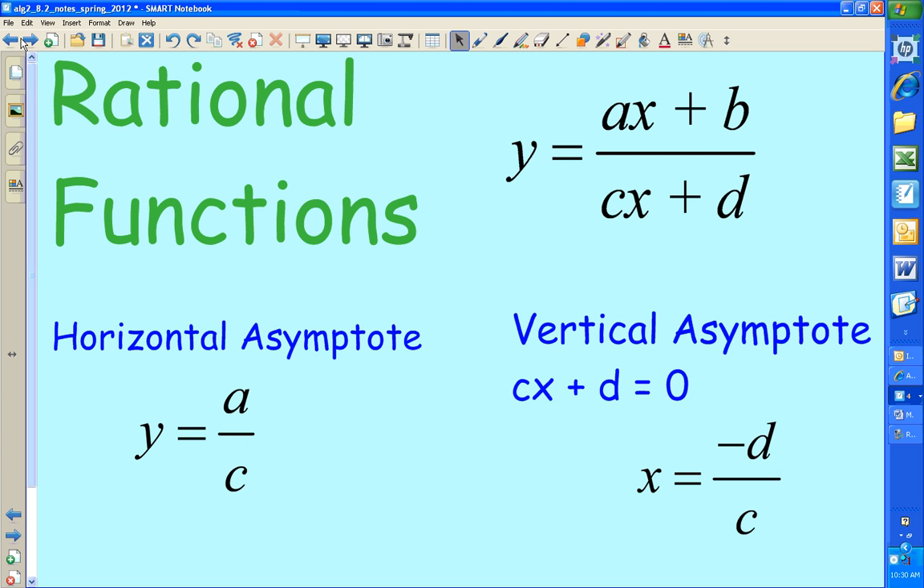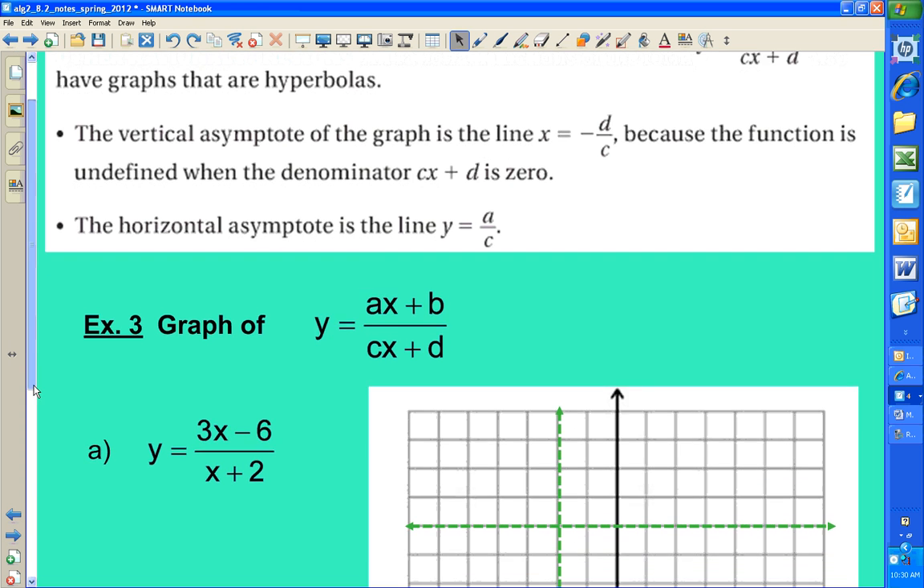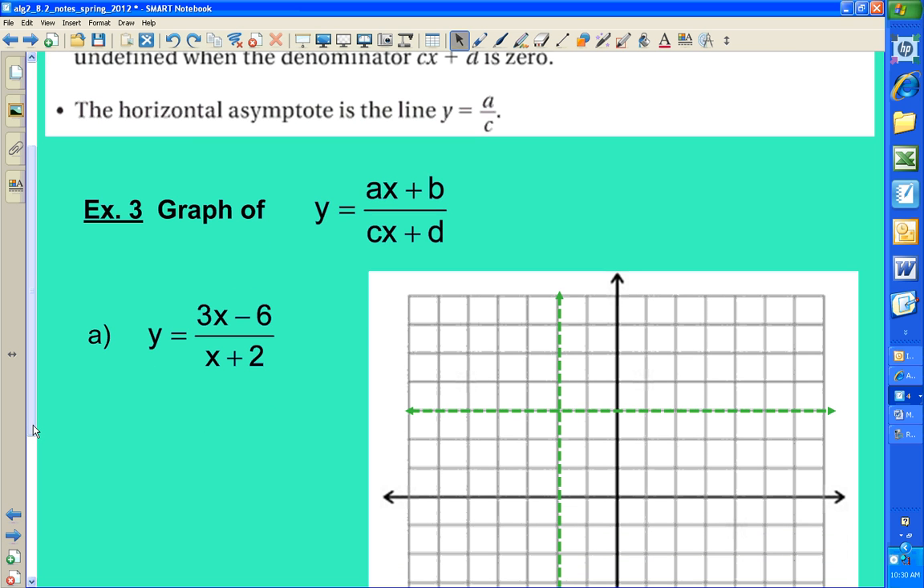So when we go back and look at these here, here's our generic rational function. And we look at this one, 3x minus 6 over x plus 2. What is the vertical asymptote? More specifically, x equals -2. Vertical asymptote, x equals -2. If you don't write an equation, that won't get you any points. A number will not help you here.